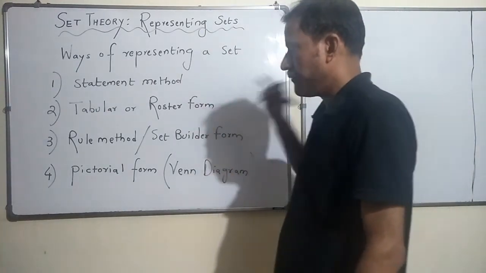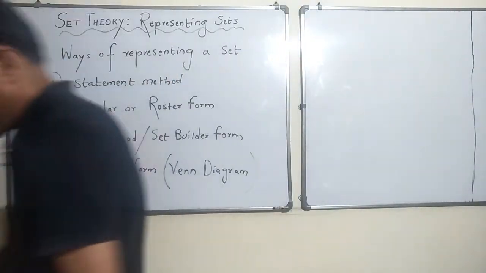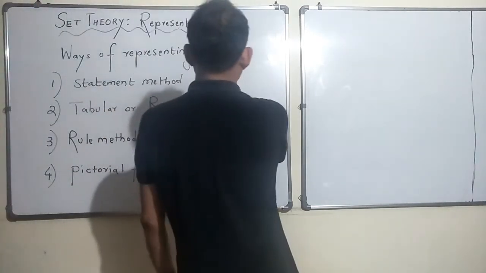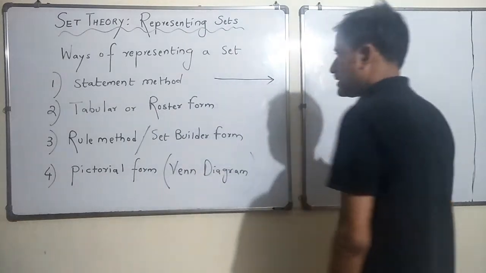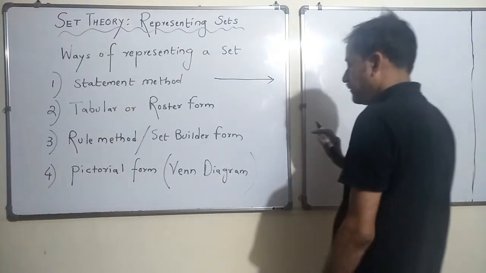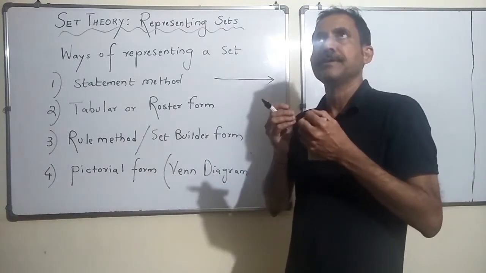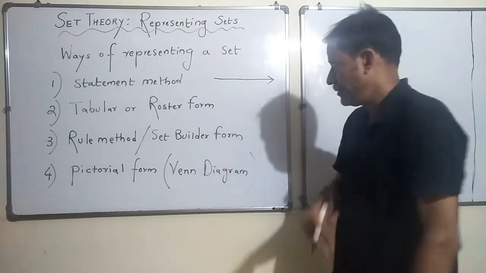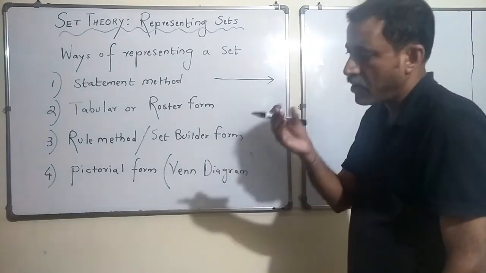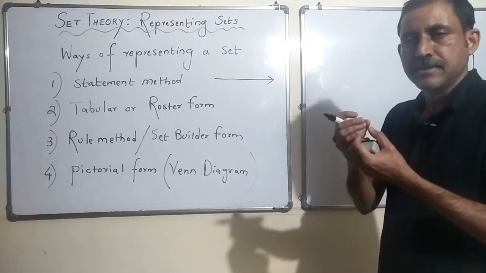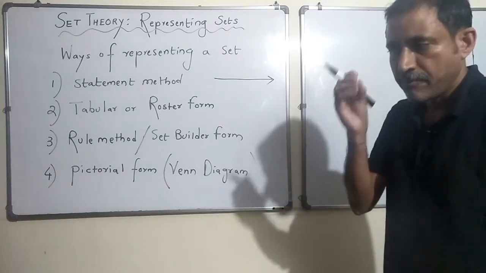Now you would ask me, how do they differ, right? So let's start taking some few examples. Let's start with this, right? Let's say there is a set which has even numbers less than 10, right? A statement form or a statement method would actually state this in a very clear way in a statement form.